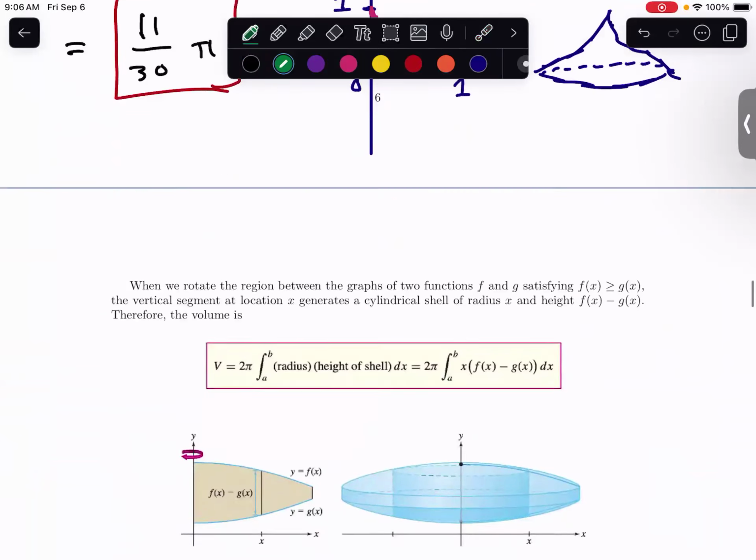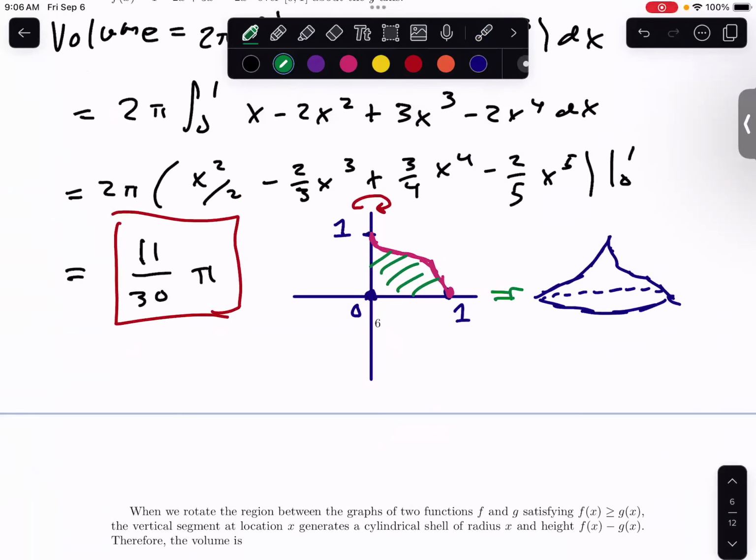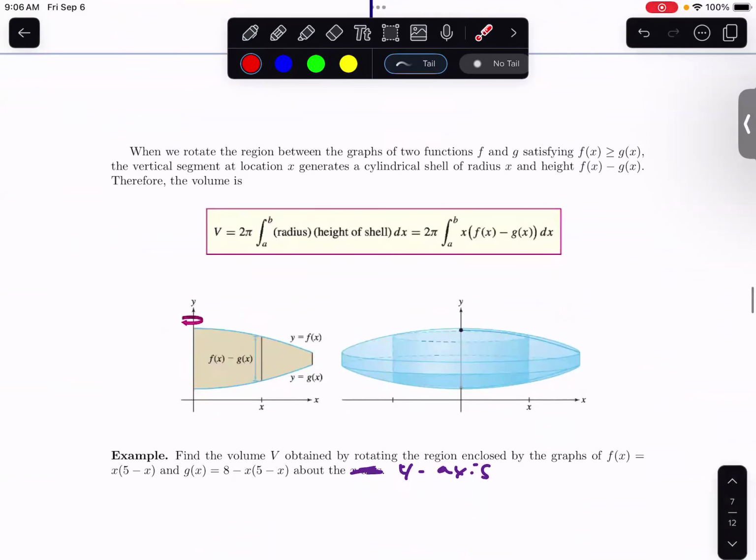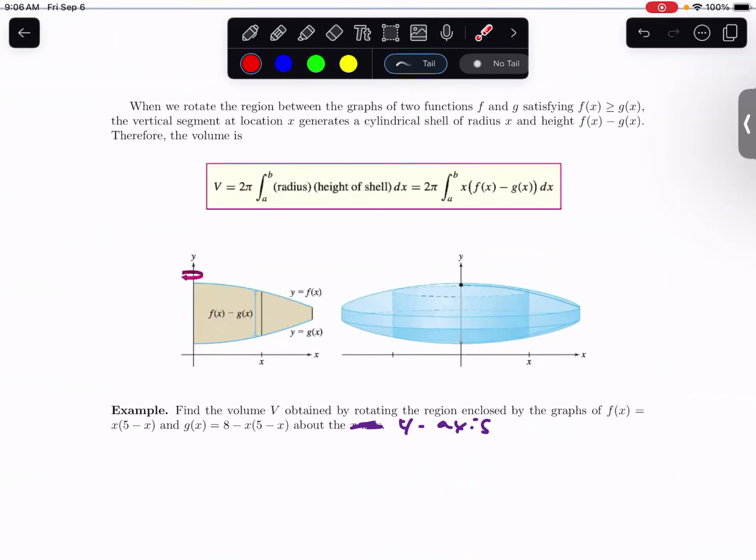And so instead of just looking at a region bounded between, say, the x-axis and your function f of x, you can look at a region between two different graphs. So we're going to assume we have two different functions, f and g, and we're going to assume that f of x is greater than or equal to g of x. And now we're going to think in terms of what the radius is going to look like and what the height is going to look like.